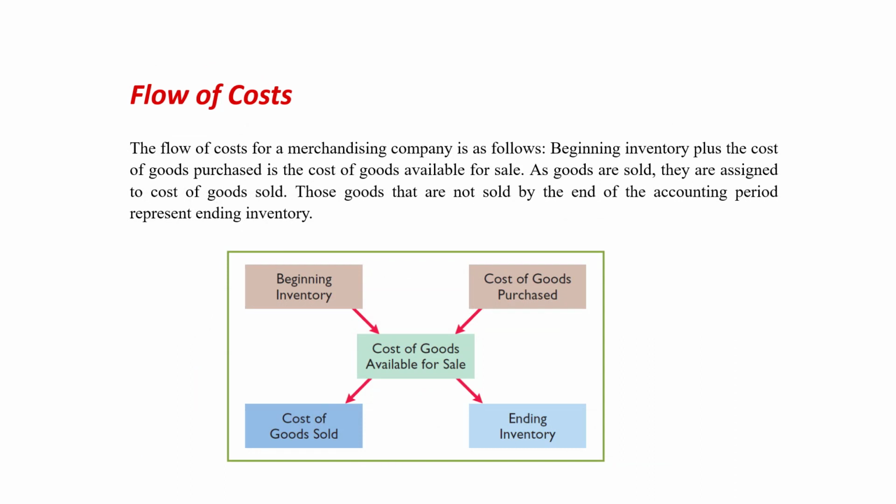The flow of cost for a merchandising company is as follows. The beginning inventory plus the cost of goods purchased is the cost of goods available for sale. As goods are sold, they are assigned to cost of goods sold. The goods that are not sold by the end of the accounting period represent ending inventory.